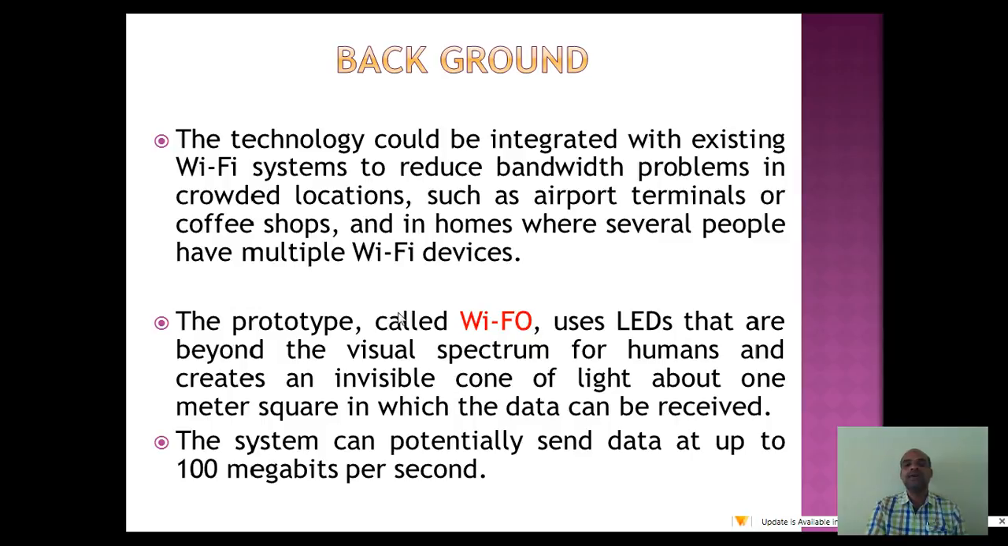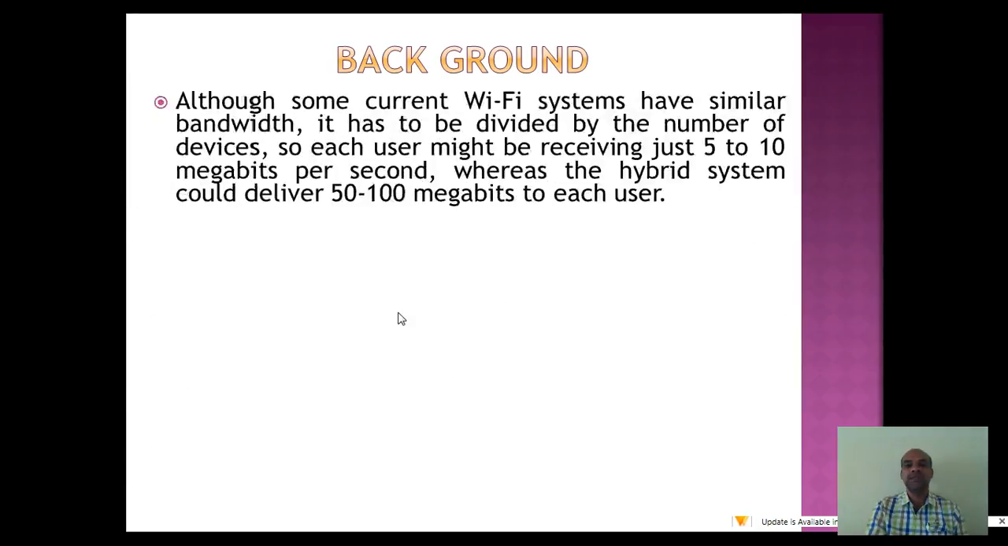But in the case of Li-Fi, whatever bandwidth we have with the device is fully allocated to all the devices connected to that system. The first prototype was called Li-Fi, which uses LEDs, beyond visible light communication, that is infrared or microwave, which is invisible to human eyes. This system can potentially send data up to 100 megabytes per second.